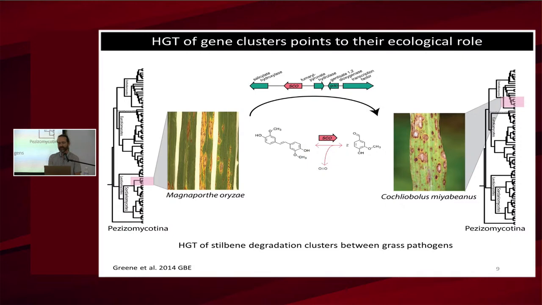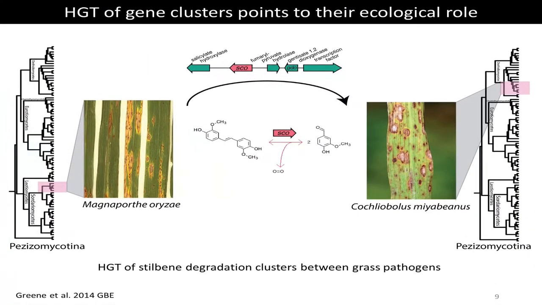And they have very similar ecologies, and they're exposed to similar plant defensive metabolites, in this case, the stilbene molecules. And this gene cluster here up at the top has all the signs of being involved in breaking down that stilbene molecule into smaller phenolic molecules, and then finally metabolizing those small phenolic molecules for a carbon source. And what I'm showing you on the trees on the side is the evolutionary positioning of each of these species and how that gene cluster has been acquired from one part of the tree in Magnaporthe to another part of the tree in Cochliobolus.